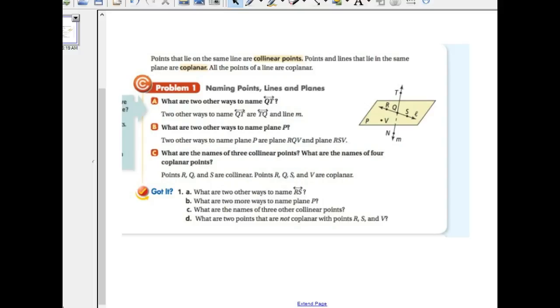What are the 2 points that are not coplanar with points R, S, and V? That means which ones are not in the same plane as the R, the S, and the V. And the only 2 that are not in the same plane as that is this T up here and this N down here. So the 2 letters would be the T and the N. Hope this is helpful to you.